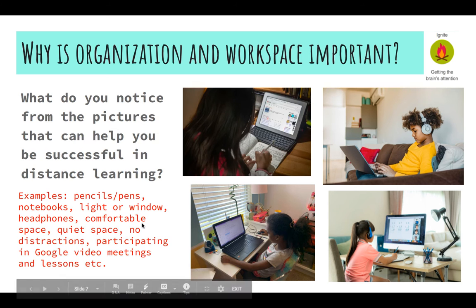I also noticed that they found a comfortable space, right? Propped up with some pillows on a couch or a nice comfy chair. So make sure that you are comfortable where you are doing your learning. And then a quiet space. I know we do not always have a quiet space, especially when we're all staying home right now. But just think about where might be a space that you could concentrate best. And if it's not quiet, then think about those headphones.